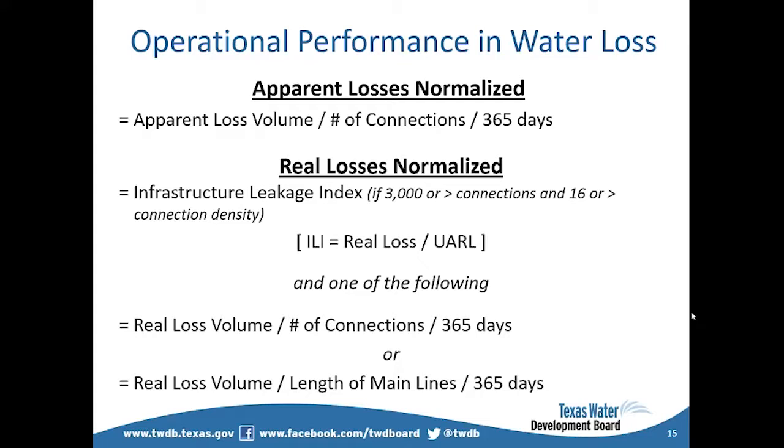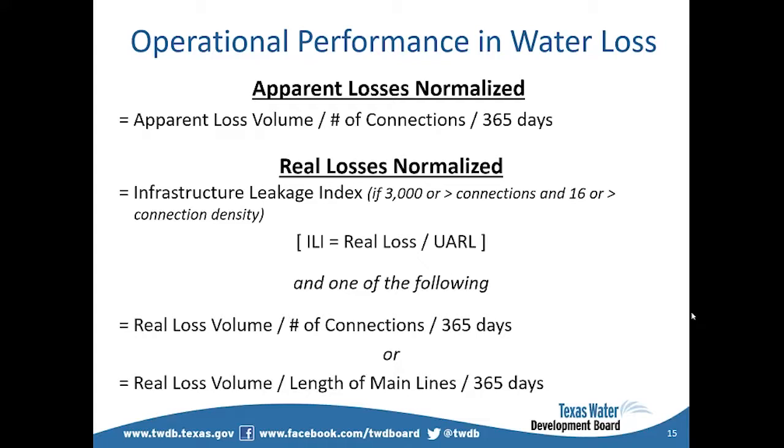How the infrastructure leakage index is calculated: it takes the volume of real loss from the water loss audit and divides it by an unavoidable annual real loss, or UARL. Now, the unavoidable annual real loss is calculated based on inputs from the system that they put into the audit. And basically that calculation was created from research done on a bunch of utilities that were performing the best of the best in leakage control. So they were doing everything they could to minimize their leakage as far down as possible. However, inevitably, they still had water losses.